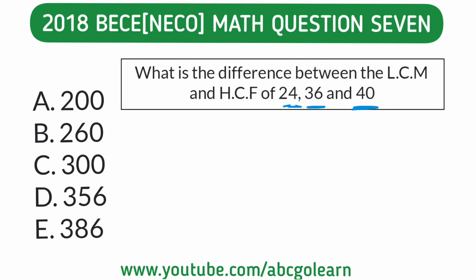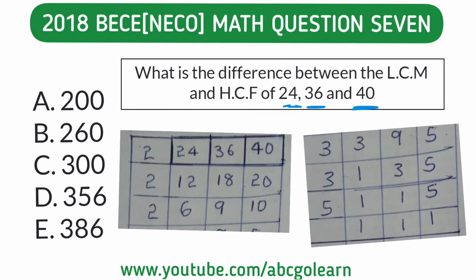For us to solve this question, we need to look for the LCM, that's the lowest common multiple, and the HCF. And what would we do? We would look for the difference. That's what we would subtract from each other to give us the final answer. So let's start, starting with the LCM.